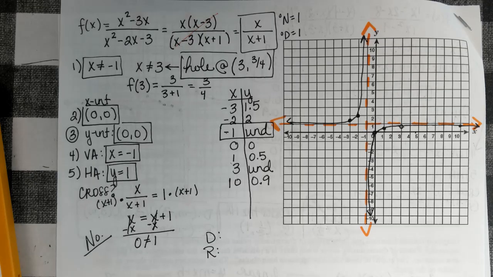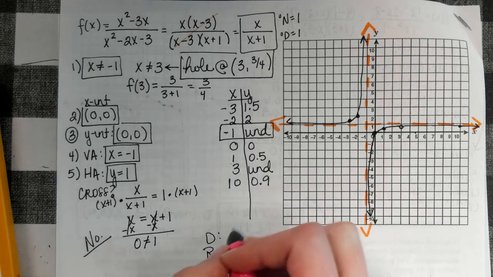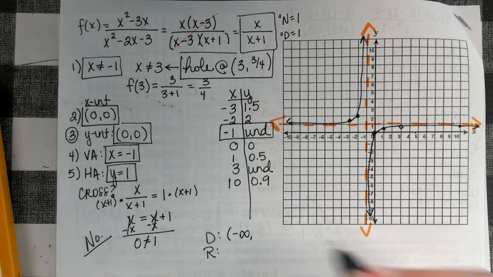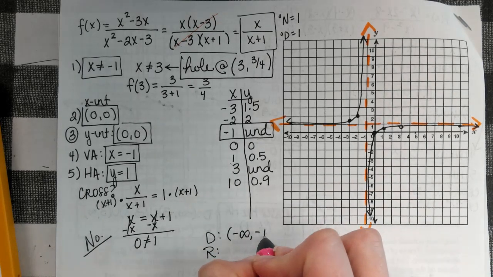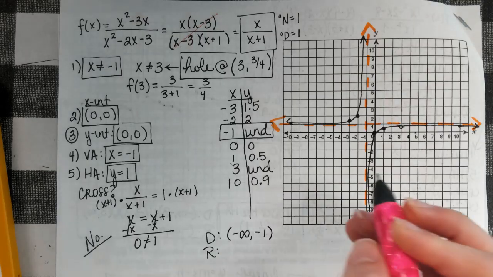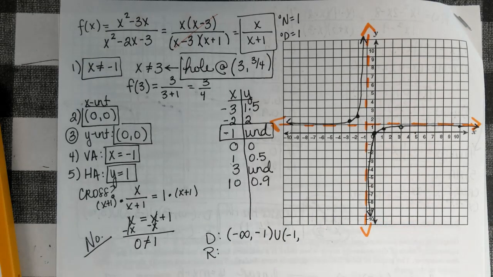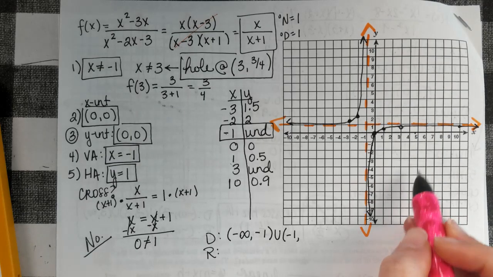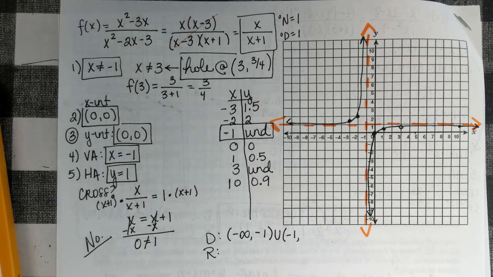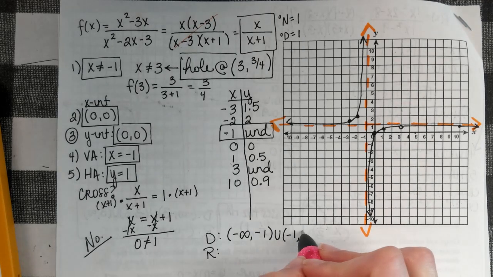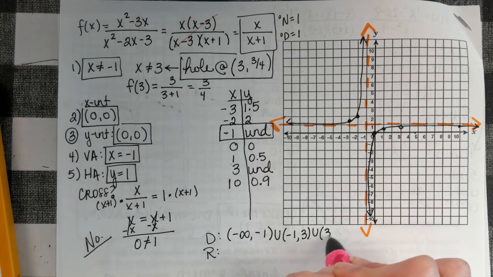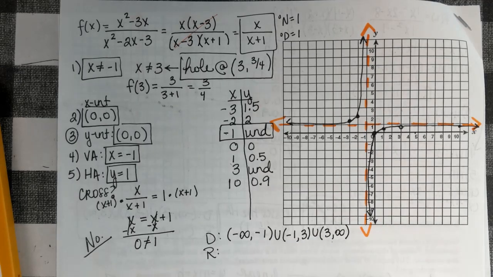What do I know about my domain? I start at negative infinity and I go where? To -1. And then I start back at -1. And where's my next stop? At the hole, so at 3. And then I go from 3 to infinity.